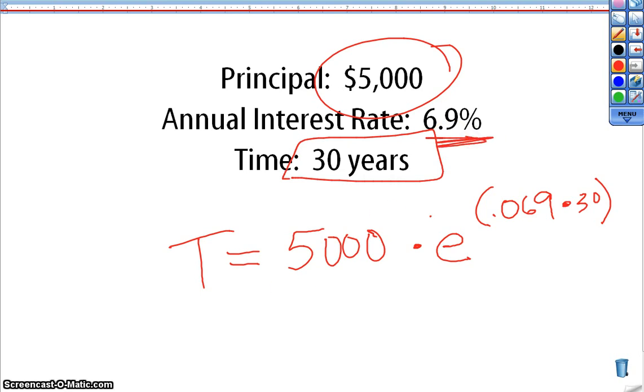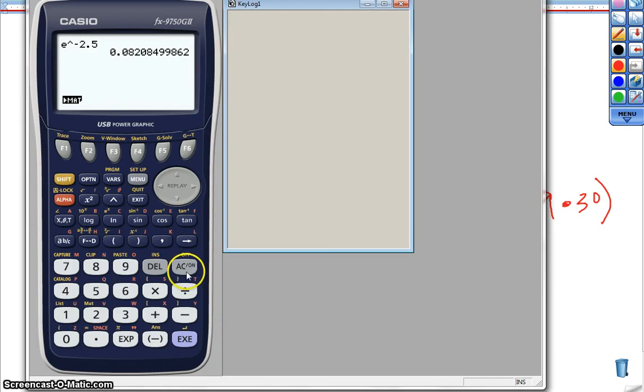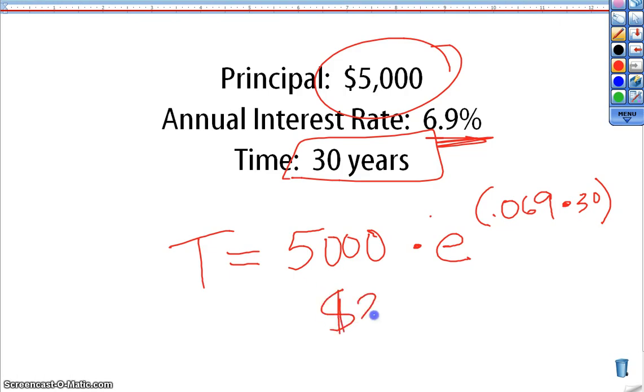When you enter this in your calculator, you want to type it in like this. You're going to go 5,000, and then you can put in e, and then parenthesis, 0.069 times 30. And then if you hit enter, it's 39,624. So I'm going to write this here, and then we're going to try one more. See if maybe you can do this next one on your own, then come back in and check and see if you got it right.